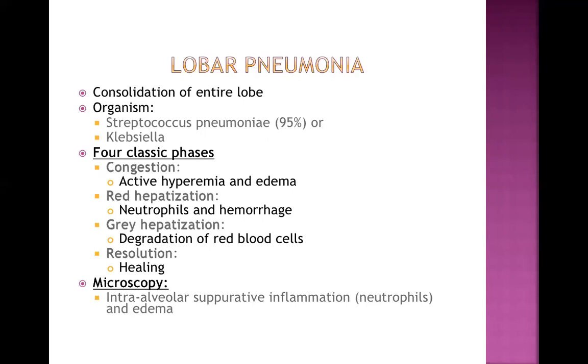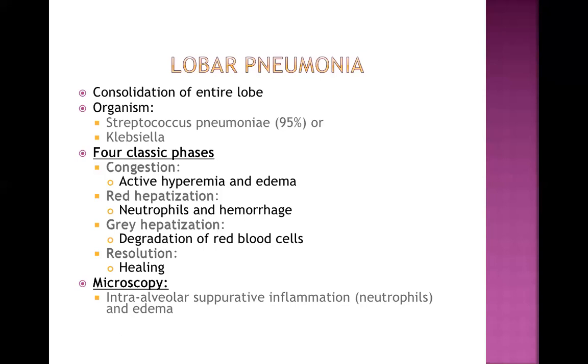The common bacteria which can cause lobar pneumonia are pneumococci. Remember the name pneumococci or Streptococcus pneumoniae in almost 95% of the time, followed by Klebsiella. So pneumococci and Klebsiella are the usual pathogens for lobar pneumonia.